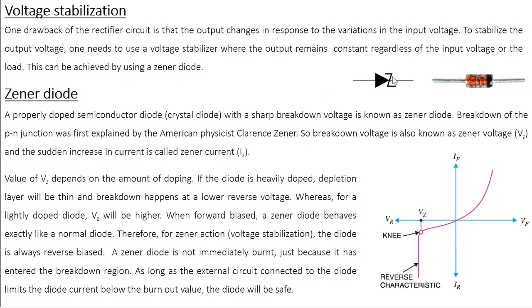This is the typical symbol of a Zener diode. This is the P side, this is the N side, and this is the actual picture of the Zener diode. How do you identify P and N? The N side has a black mark.